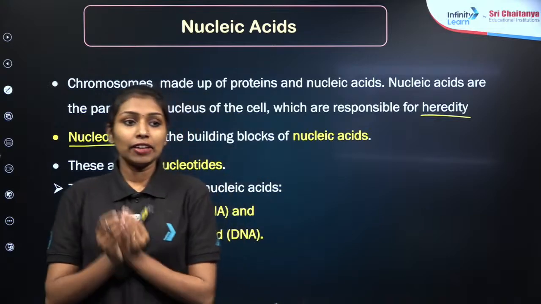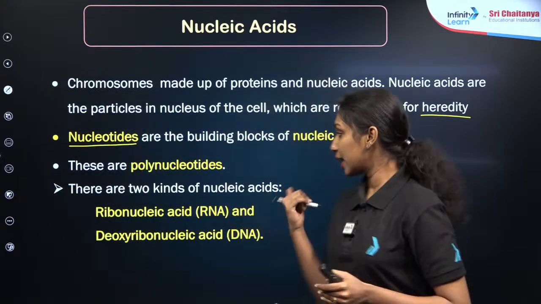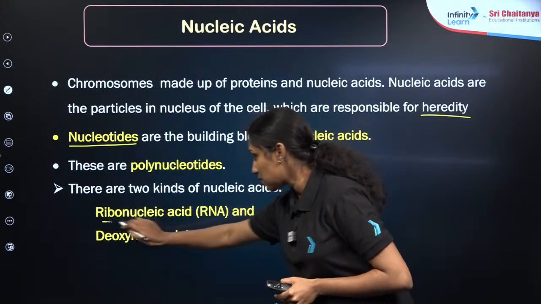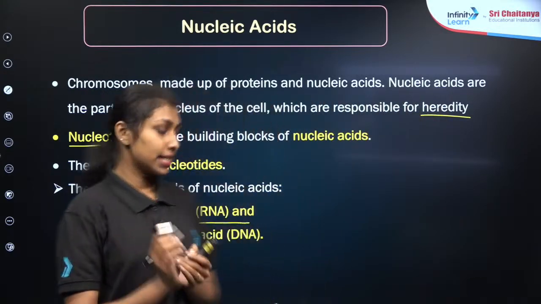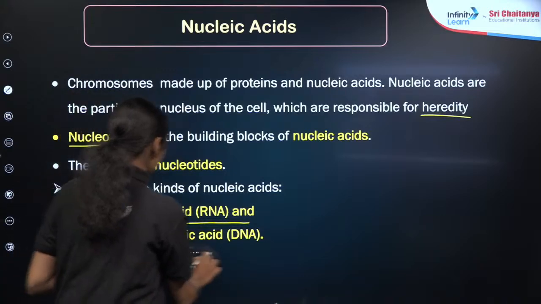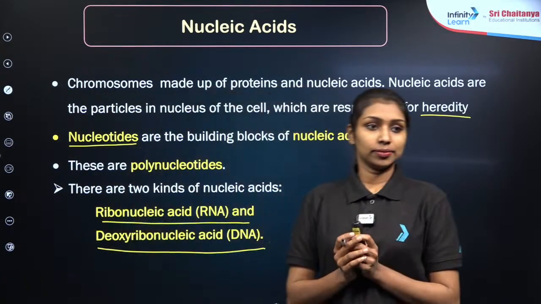When we discuss the nucleic acids, there are two types of nucleic acids. One is ribonucleic acid, known as RNA, and the second one is deoxyribonucleic acid, that is DNA. This is our genetic material, right? The genetic material in your body is known as DNA.